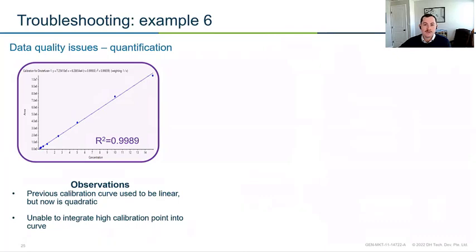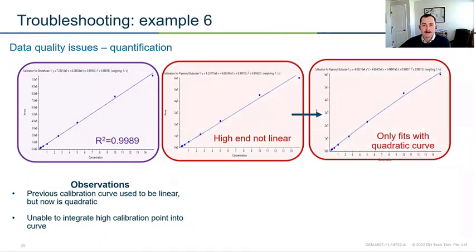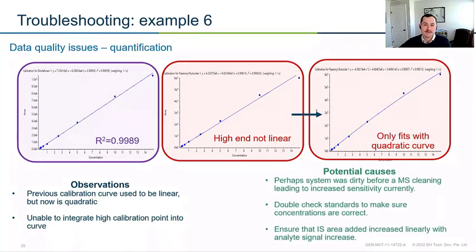Here's a scenario where we have a linear curve. Everything's looking great, but over time, our curve becomes not linear. In this case, it's more quadratic. So what could be causing this? And there can be a few different things. It's going to depend a little bit based on how you built your method and when you built your method.